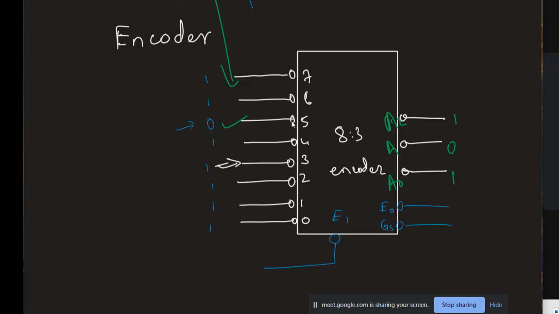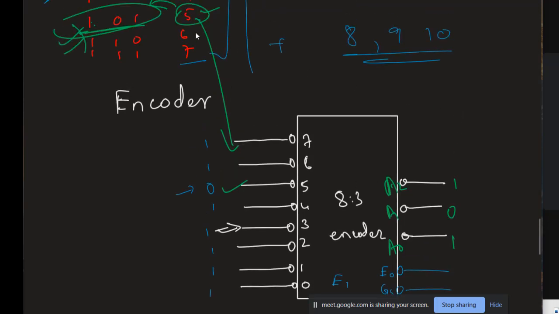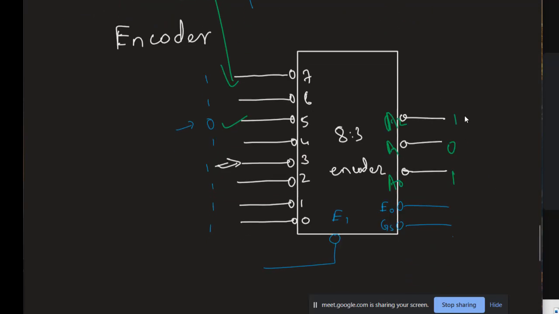And now, in the same way, I am going to ask you the question: what should be the output? Since 5 normally represents 101, should the output here be 101? Yes, very good. It should be 010, because the output will also be active low. I hope all of you have understood this part.